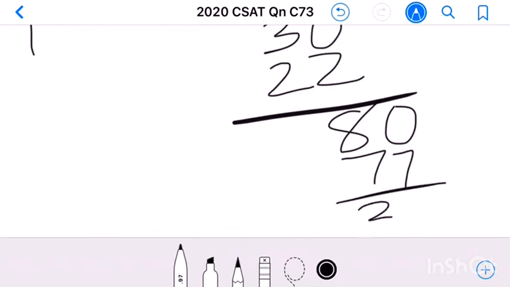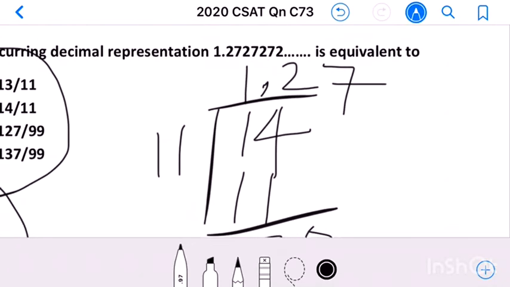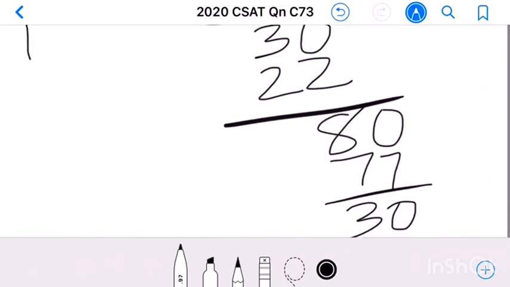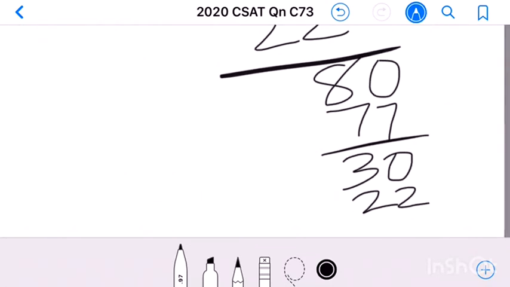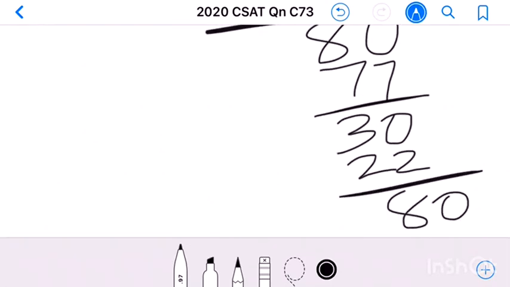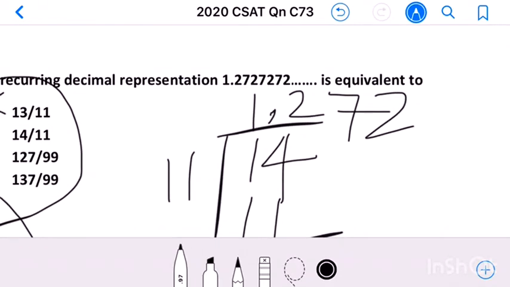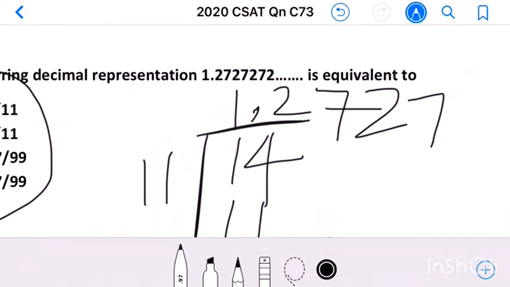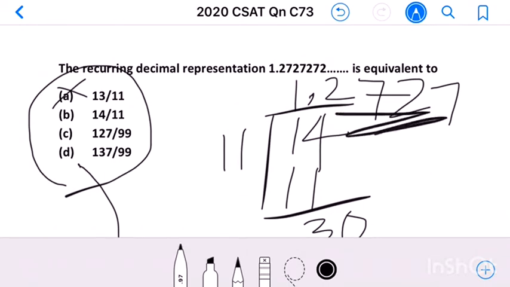Here again 30. In 30, there are 2 elevens. 2 into 11, we get 22. Then 80. In 87. So the same thing is repeating here. 1.272727, again we get 272727. Therefore, this value is matching with the given decimal value. Therefore, our answer is option B, 14 by 11.